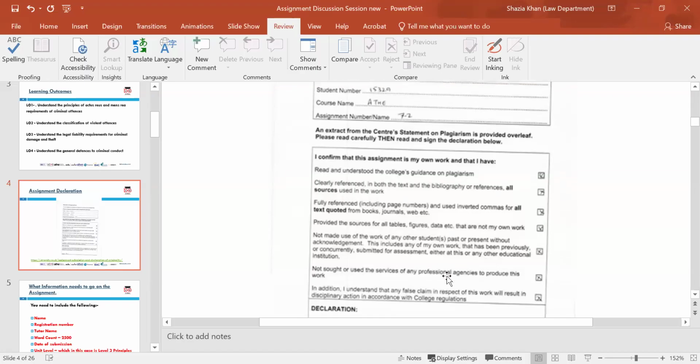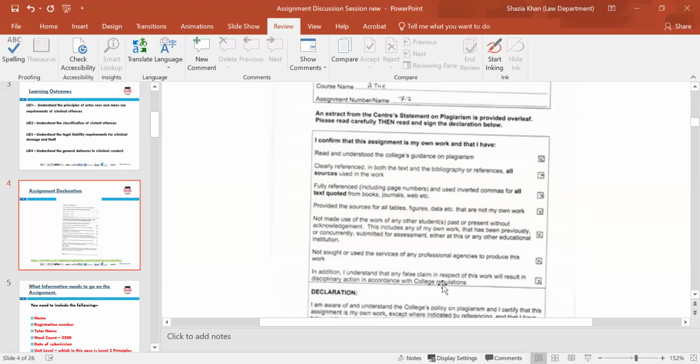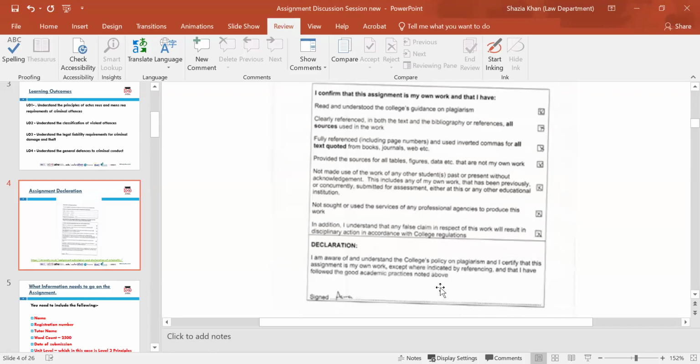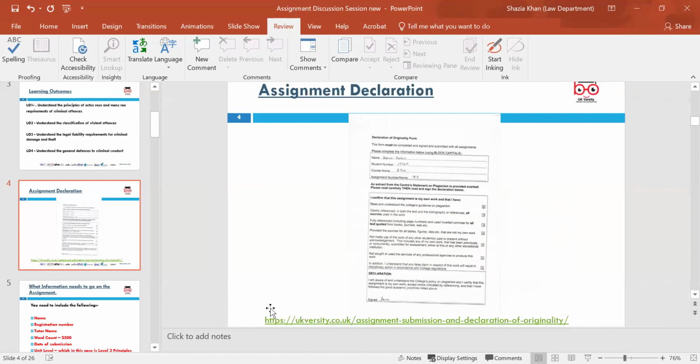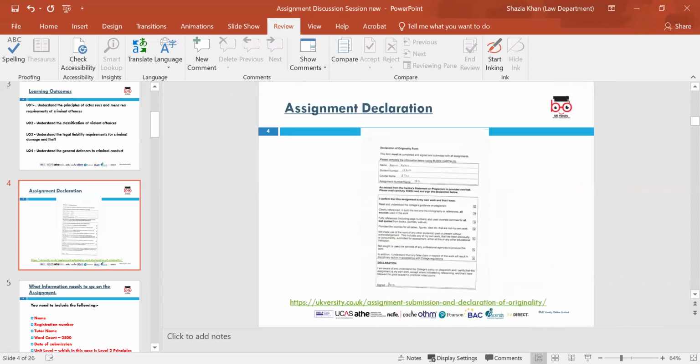And you've not sought any sort of agencies, essay.com or anything, you haven't bought any essays, and you understand that any false claim in respect of the work will result in disciplinary action in accordance with the college's regulations. So you have declared that and you have signed that, okay, so that you have made sure that you've read the college's policy on plagiarism and you've not copied any of the work, and all the work you've submitted is your own work and you've referenced all the work. That is so important, and I'll reiterate this every time I'm going through these slides, that it's really, really important that the work you submit and the work you produce is your own work.